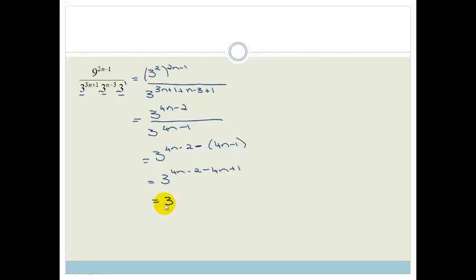So common base of 3, 4n minus 4n is 0, which goes away, it's awesome. Minus 2 plus 1 is a minus 1, and what does that mean? That means it's 1 over 3. So that there is the answer, the simplified version of that there.